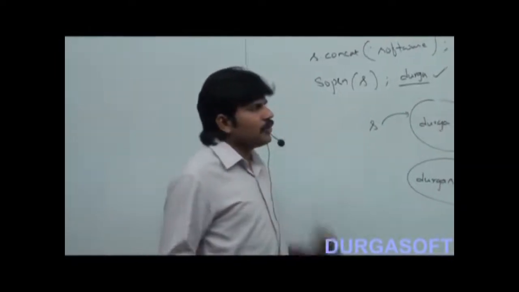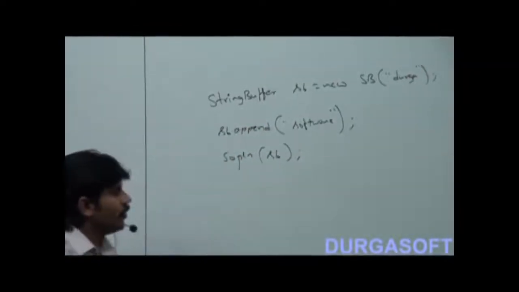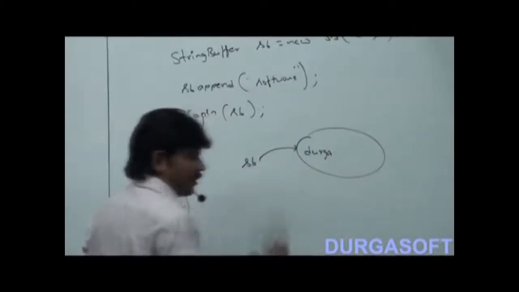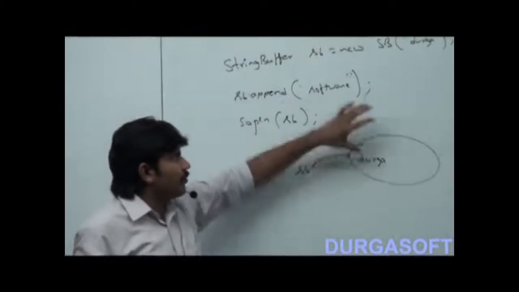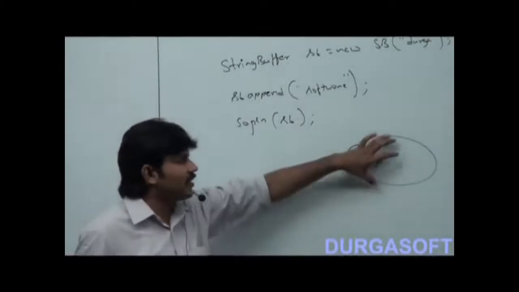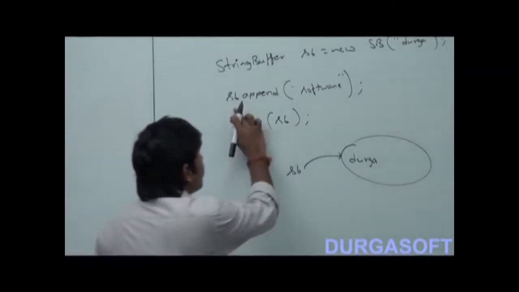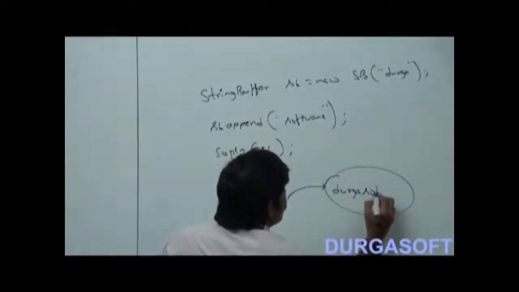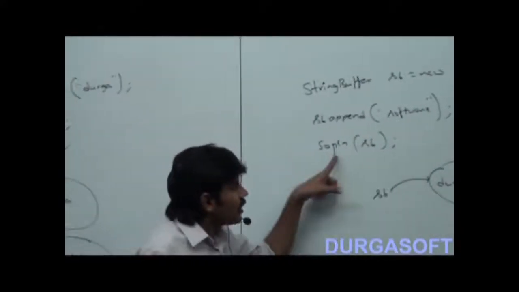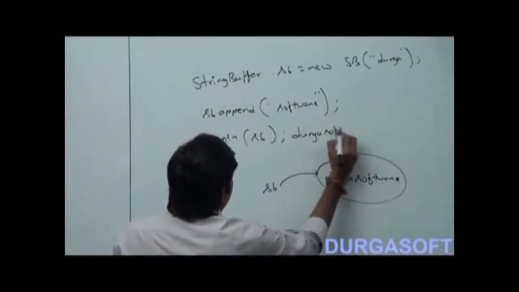Suppose we consider StringBuffer sb = new StringBuffer("Durga"). Now observe, sb is pointing to Durga. Once we create a string buffer object, we can perform any type of changes in the existing object, because string buffer objects are changeable, mutable. sb.append("software"): now software will be appended in the existing object only. So the SOP of sb gives Durga software.